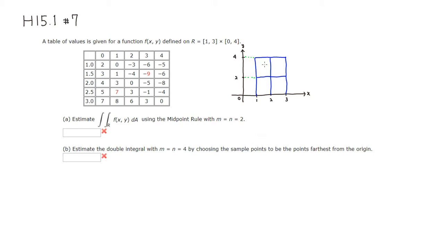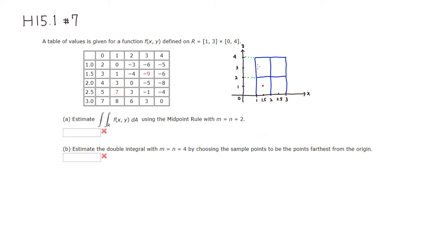Then we're using the midpoint rule. The midpoint from 1 to 2 is going to be 1.5, so maybe I should write that here: 1.5. Then this is 1, and this is 3, and this is going to be 2.5. So the first midpoint would be here.